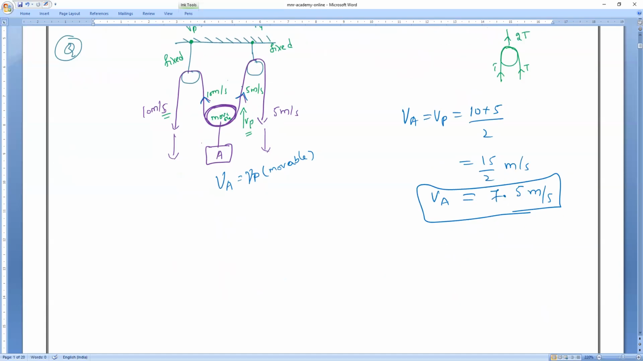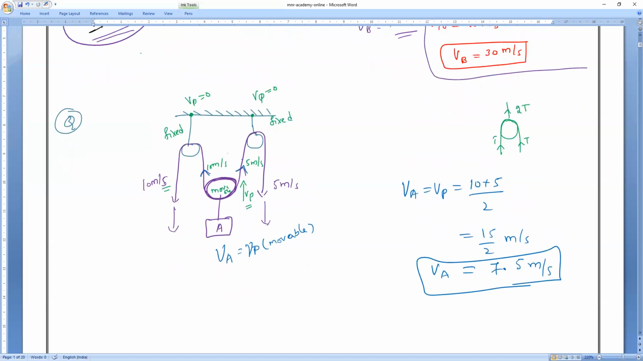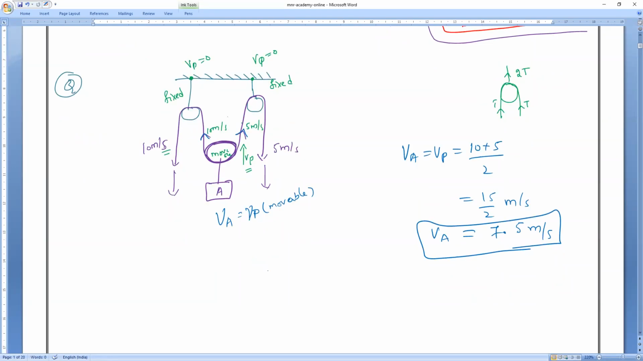So first, fixed pulley. Fixed pulley means what is the VP? Velocity of the pulley is 0. So only movable pulleys have velocity. Remember, for a fixed pulley, the velocity of the pulley is always how much? 0. Okay.